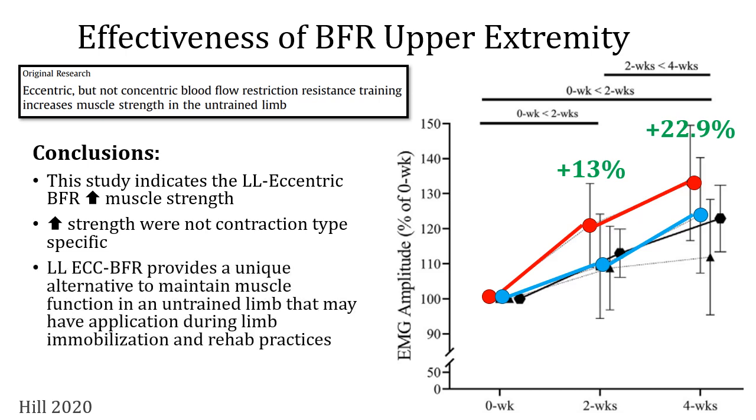And then the low load eccentric BFR provides a unique alternative to maintain muscle function in an untrained limb that may have application during limb immobilization and rehab exercises. So yes, there's benefit for ischemic preconditioning, that is a complete occlusion of blood flow on an immobilized limb, but there's also potential benefits for doing eccentric training with BFR on the uninjured limb, is what they're suggesting, as a means of getting potentially a cross-education effect and benefits to the immobilized limb that can't otherwise do anything on its own.